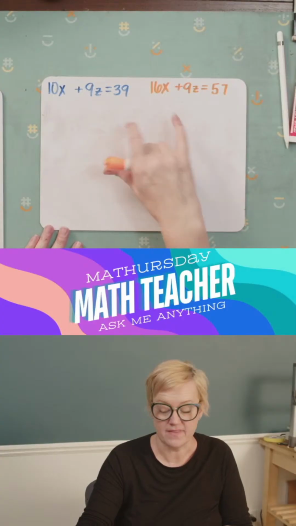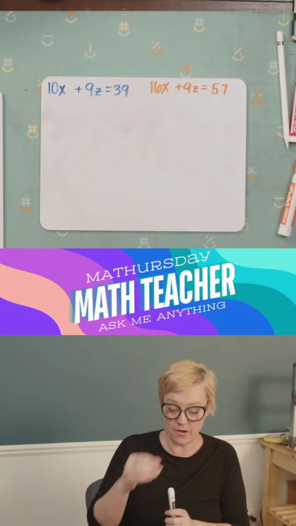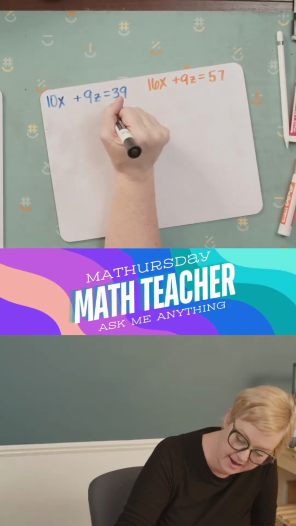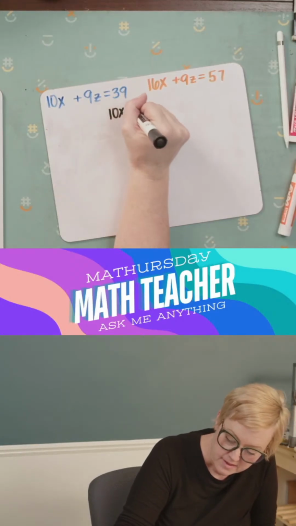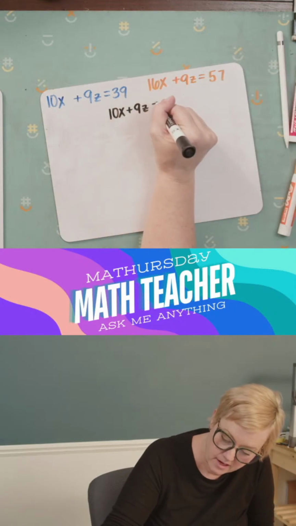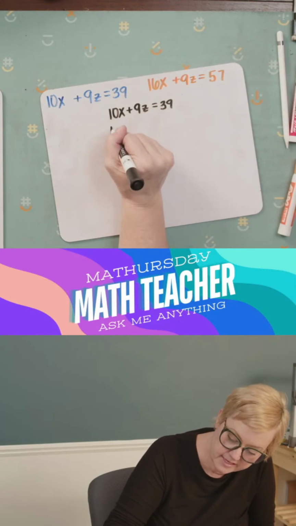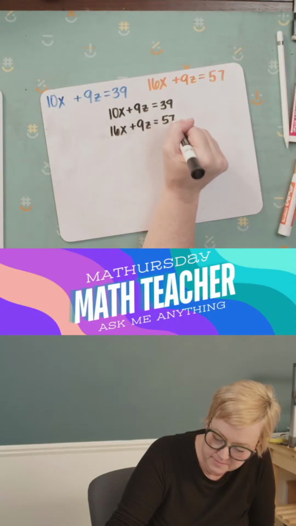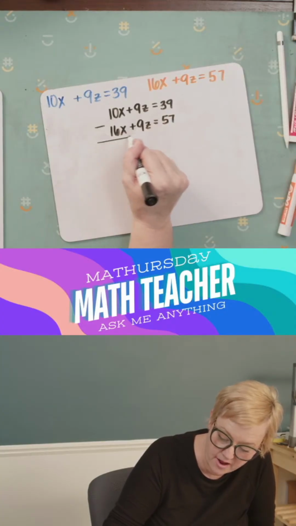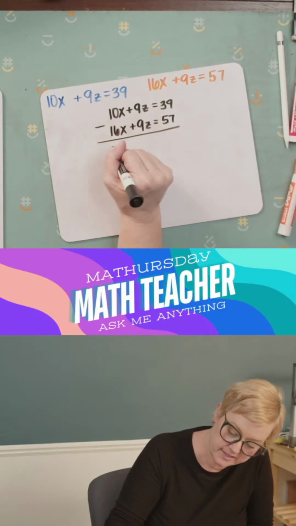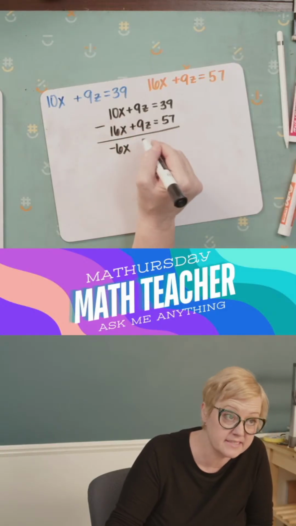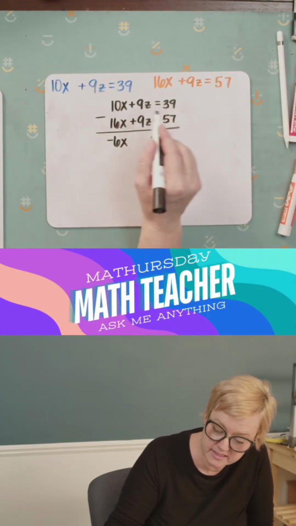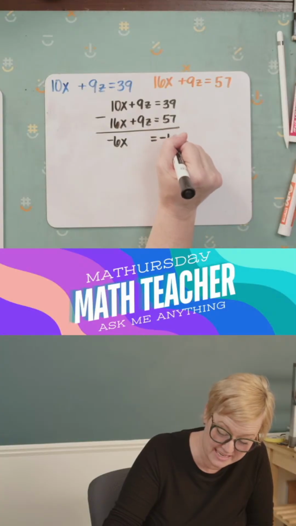Okay, so I've got that two variable system now. Look at this, I've got 9z and 9z. That's easy. I'm going to do 10x plus 9z equals 39, and 16x plus 9z, which is 57. I'm subtracting now because of the 9z and 9z. So this is negative 6x. The z's cancel out. And then 39 minus 57 is negative 18.